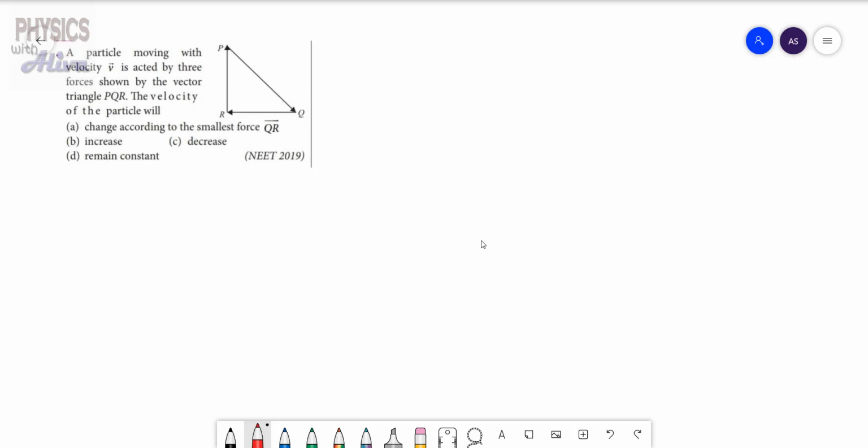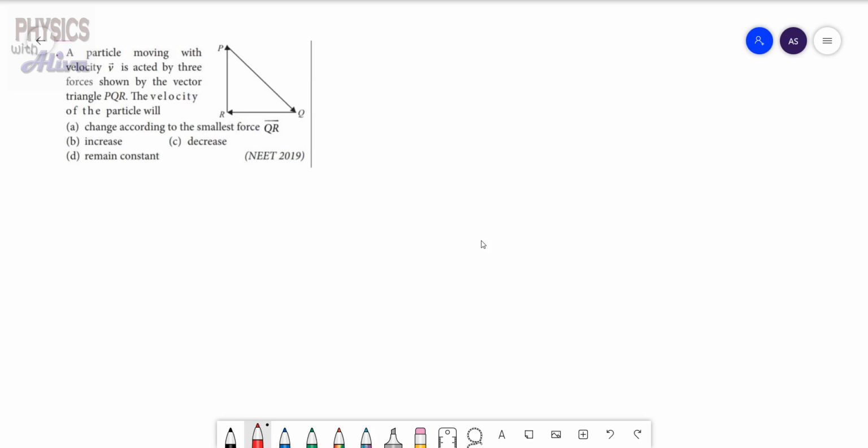Today we will discuss another problem from NEET 2019. At first, read the problem. A particle moving with velocity v is acted on by three forces shown by the vector triangle PQR. The velocity of the particle will change according to the smallest force QR: increase, decrease, or remain constant.